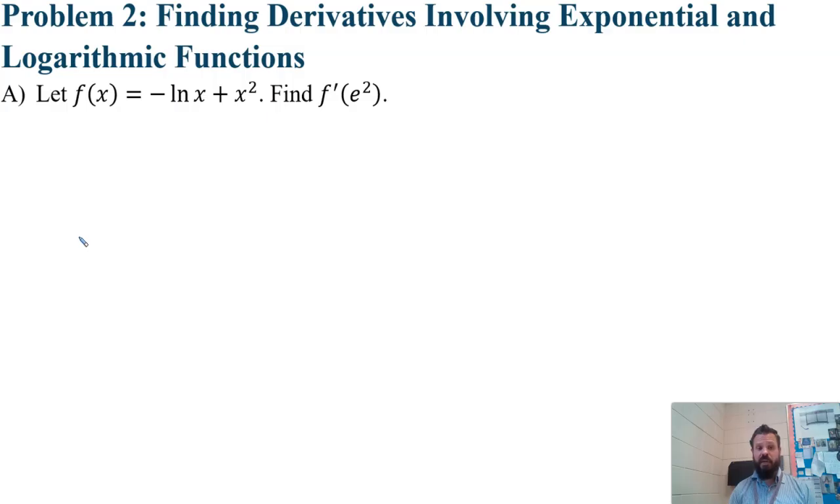All right, so let's go ahead and look at using those rules here quick. We'll run through a couple together and then give you a chance to try a few on your own. Once again, let f of x equal negative natural log of x plus x squared. We want to find f prime of e squared. So coming up with our derivative function first, f prime of x is going to be equal to, I'm going to throw the negative out front first, and then remind myself what that natural log rule is. We said that d over dx of the natural log of x is just 1 over x.